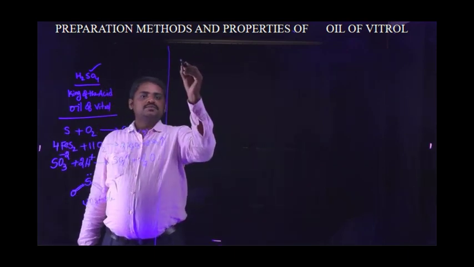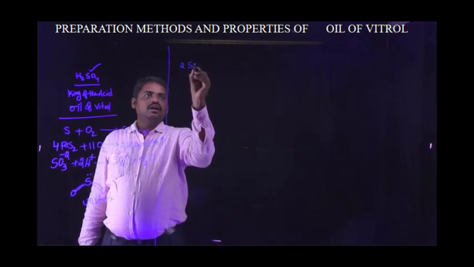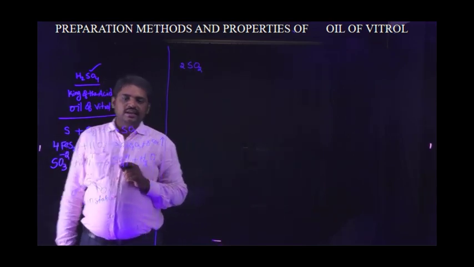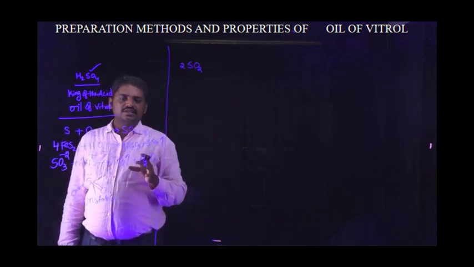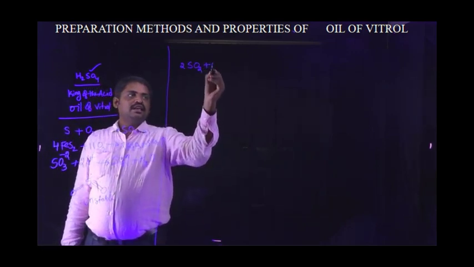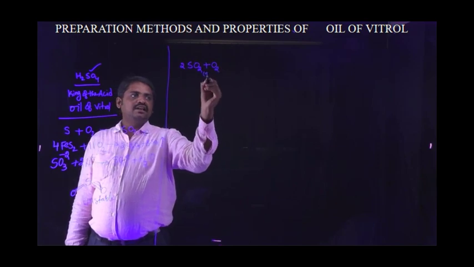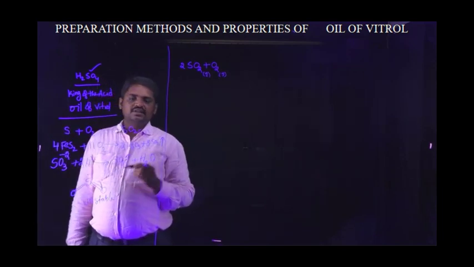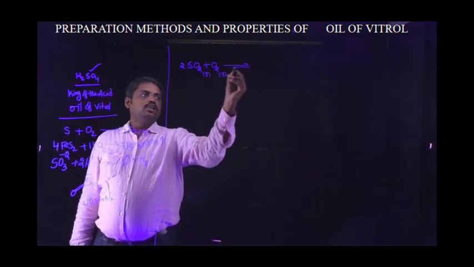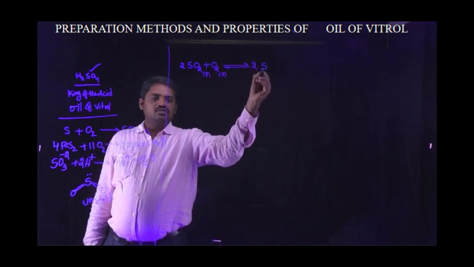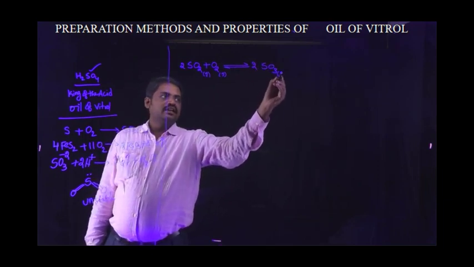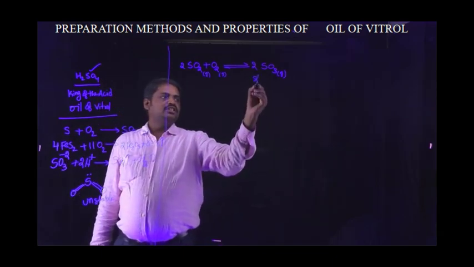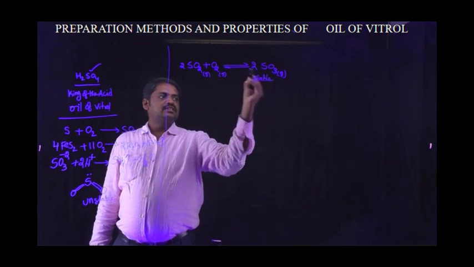Sulfur dioxide is an unstable gaseous molecule. This gaseous molecule reacts with air. Air contains some amount of oxygen. That oxygen reacts with sulfur dioxide. Both are gaseous molecules. Sulfur dioxide gas reacts with oxygen to produce sulfur trioxide. So this is also a gas, but this gaseous molecule is a stable gas.